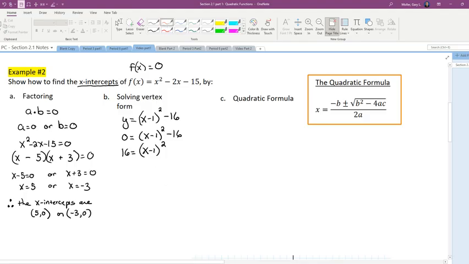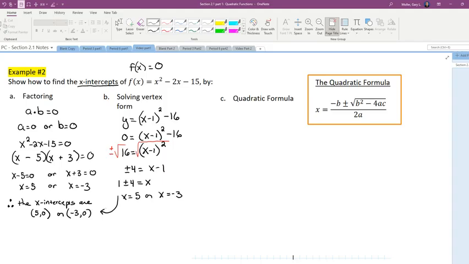Since we're taking the square root, of course, we know that we need to include the positive and the negative. So I get positive or negative 4 equals x minus 1. I add 1 to both sides. I get 1 plus or minus 4 equals x. So x equals 5 or x equals negative 3, which again, since I was asking you not just what the solution would be, 5 or negative 3, I was asking for the intercepts, which are points, so then we would write them as points.